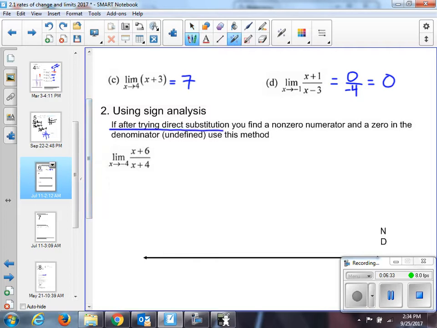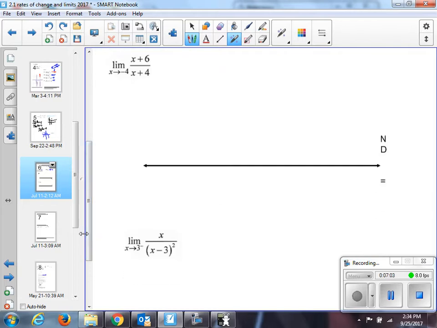If after trying direct substitution, you find a non-zero numerator and a 0 in the denominator, it's undefined, use this method. So non-zero meaning like 5 over 0, right? Then use this method. Because you know that it's undefined, but what we're going to want to see is, does the asymptote go up or down on both sides, really, is what we're checking. That's all we're checking. It's not just undefined, it could be going to positive or negative infinity.